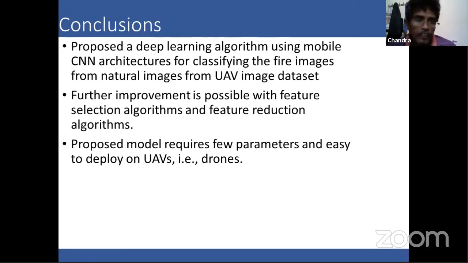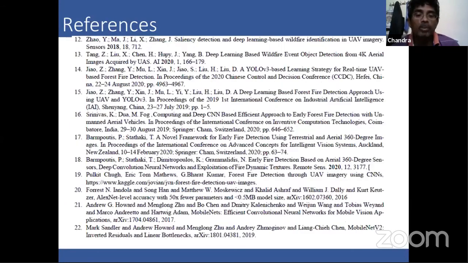So the conclusion is that by using mobile CNN architectures, one can effectively classify the fire images from natural images from the UAV image data set. Further improvement is possible with tuning the features, selecting better features, and reducing the features. I hope the combined model should do much better compared to what I have suggested here. The proposed model requires very few parameters, and it is easy to deploy on UAVs like drones for classifying images as fire versus no fire. These are the references that I've used.